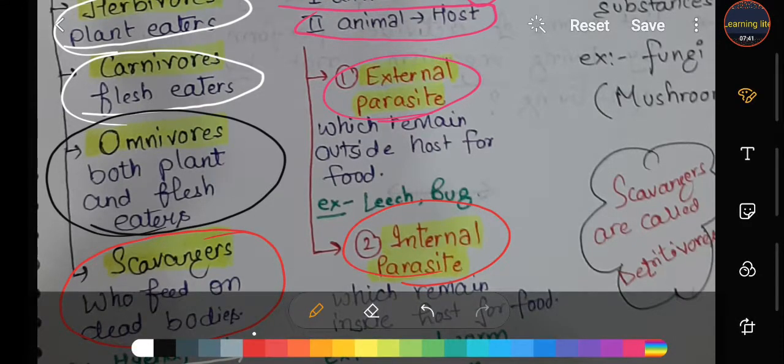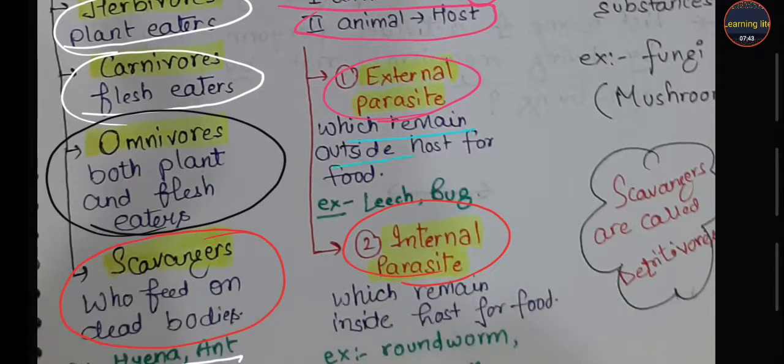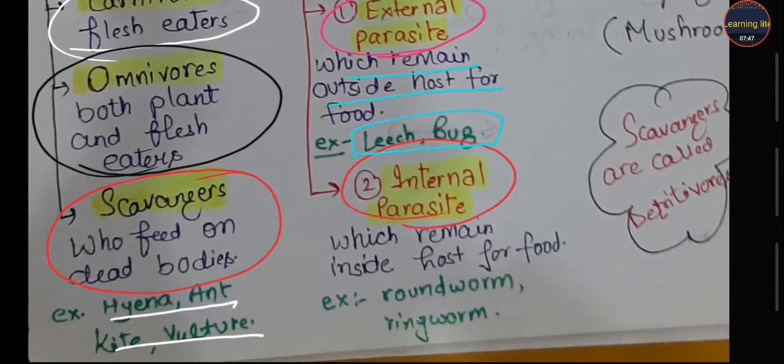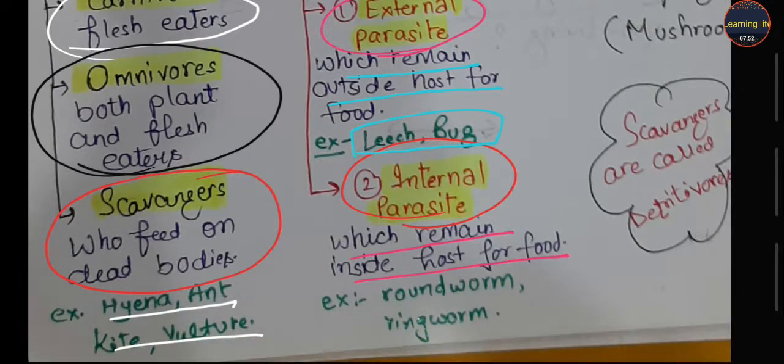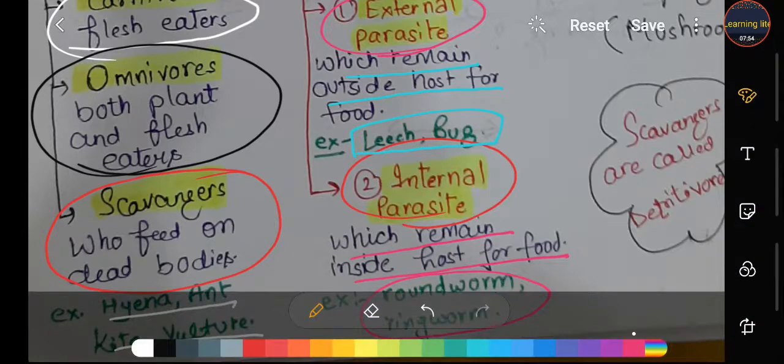What is an external parasite, student? Which remains outside the host. For example, leech and bug. And what is an internal parasite, students? Which remains inside the host for food. For example, roundworm and ringworm.